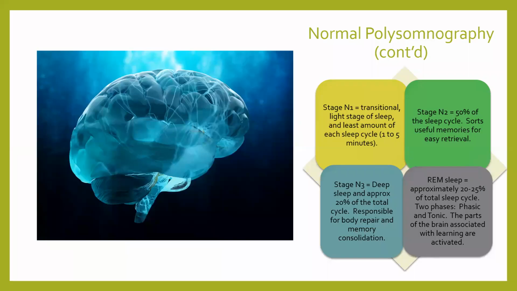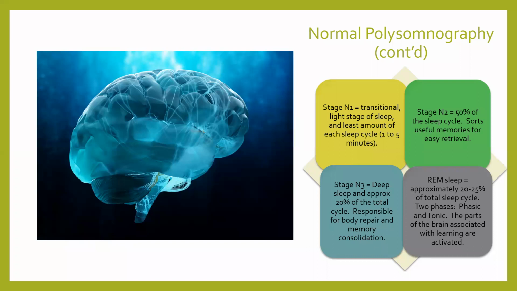So normal polysomnography, what is normal? So stage 1, when we look at stage 1, it's basically a transitional light stage of sleep. It's not consistent sleep. Stage 1 is this transition from alpha to theta, and it goes back and forth for quite a while before we transition back into stage 2 sleep.